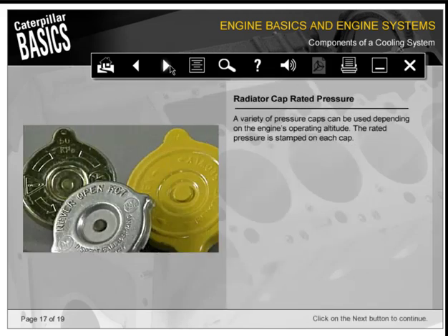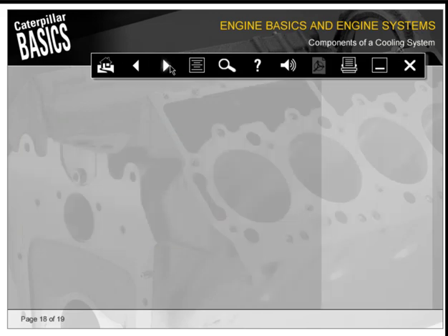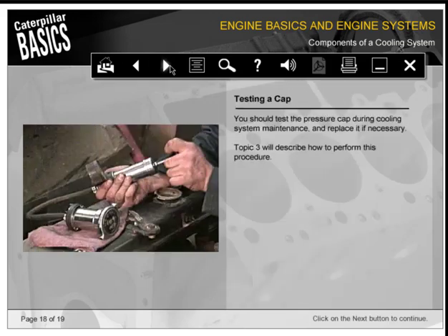A variety of pressure caps can be used depending on the engine's operating altitude. The rated pressure is stamped on each cap. You should test the pressure cap during cooling system maintenance and replace it if necessary. Topic 3 will describe how to perform this procedure.